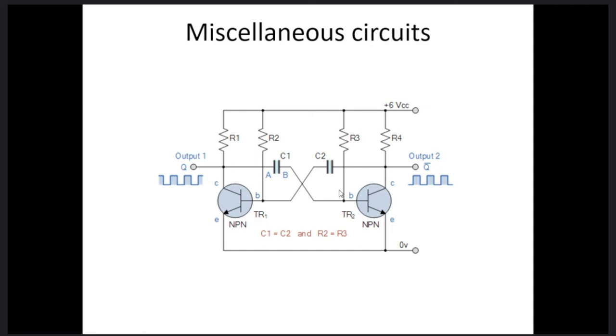So those are not synchronized, they are complementary. When output 1 is 0, that time output 2 is 1. So you can do it by driving a series of LEDs with a transistor, and you can make a photo frame. So this is a simple application.